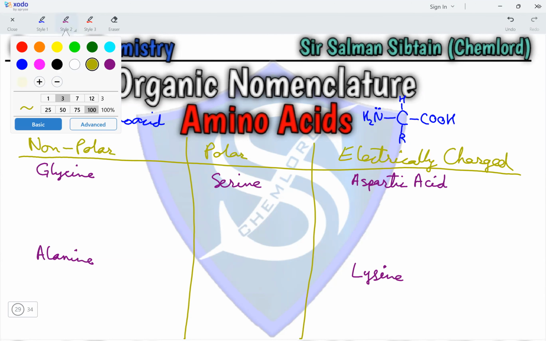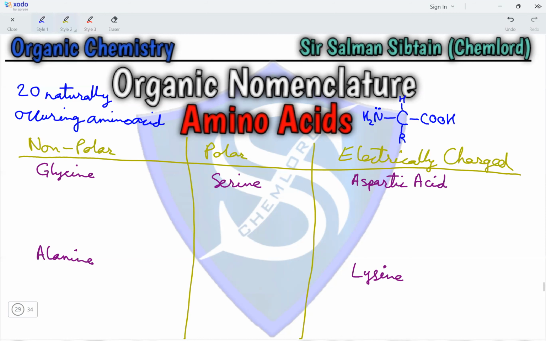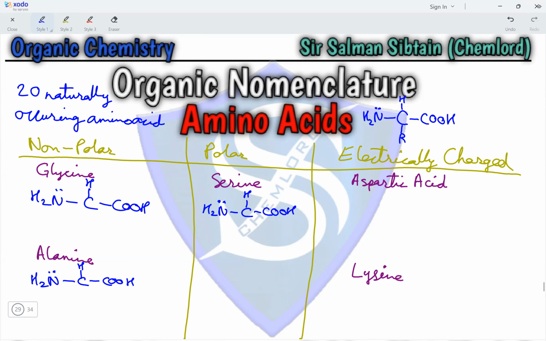So, moving from the general name back to their structure. The structure is the same for all of them, except for the R group. So, H2N, C, COOH, and H. This is common for all of the amino acids. The only difference being the R group, and the categorization of the amino acids is based on that R group only. So if it is polar, that means the R group has a polar nature. If it is non-polar, that means the R group has a non-polar nature.